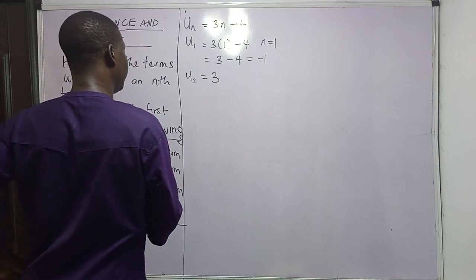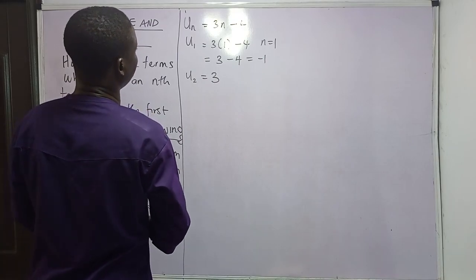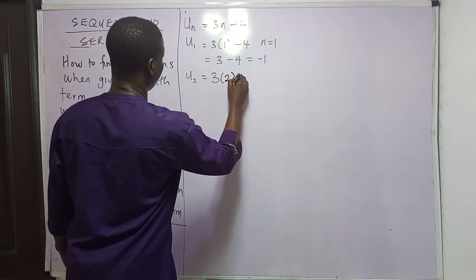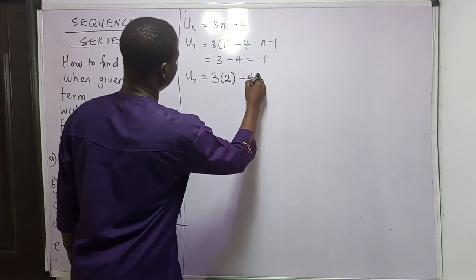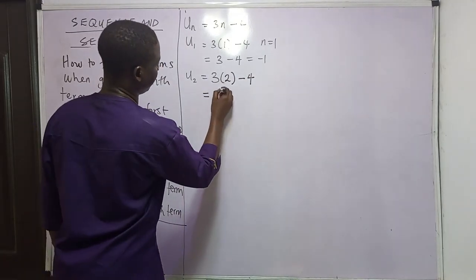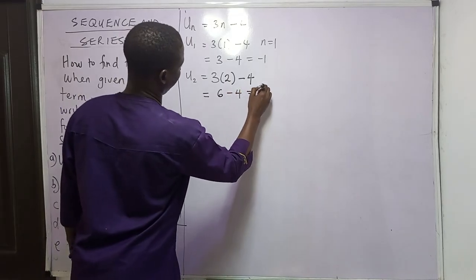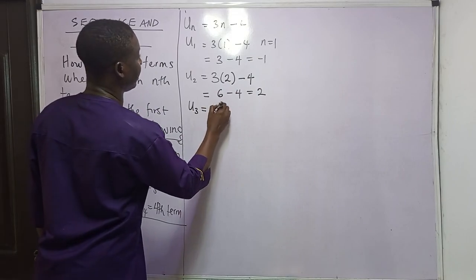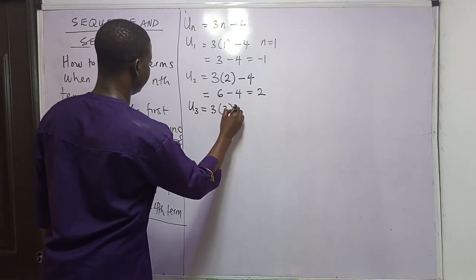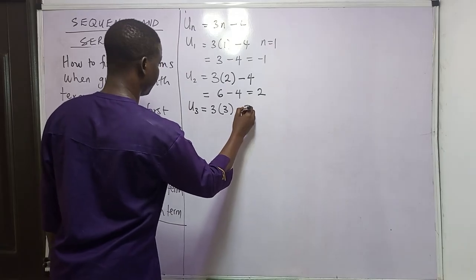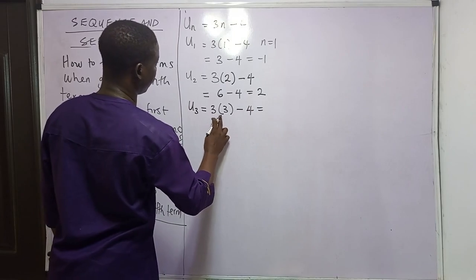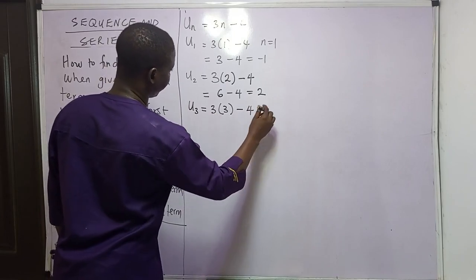So when n equals 2, we have 3 into bracket 2 minus 4. So what do we have? 6 minus 4, we have 2. We have U3 equals 3 into bracket 3, n equals 3, minus 4. This will give us 9 minus 4, which is 5.